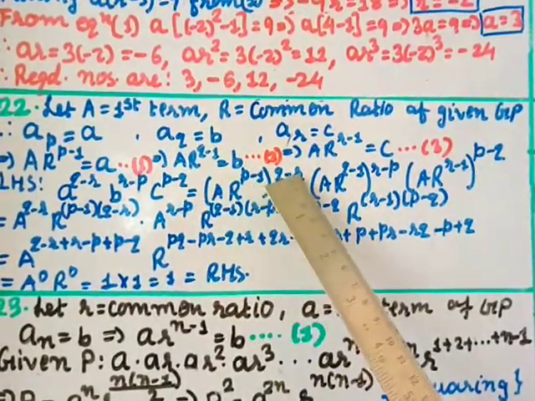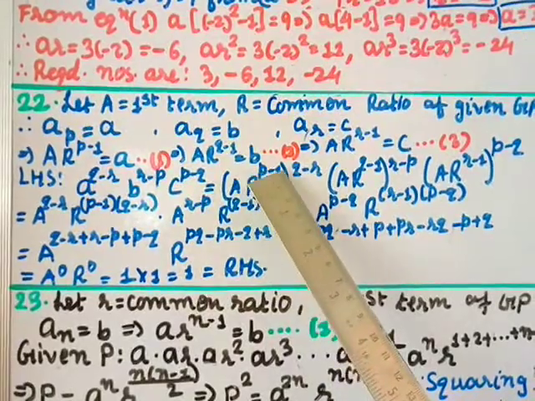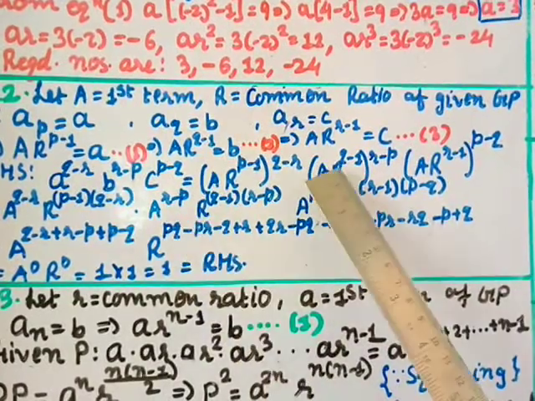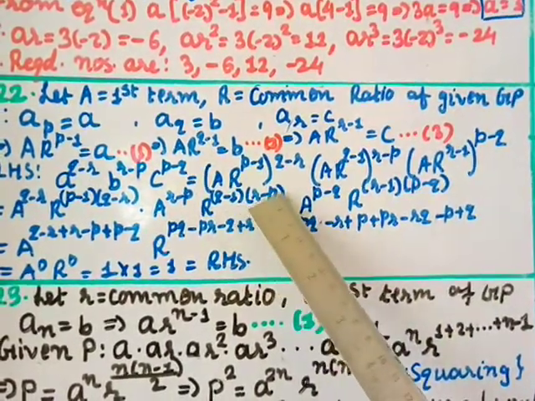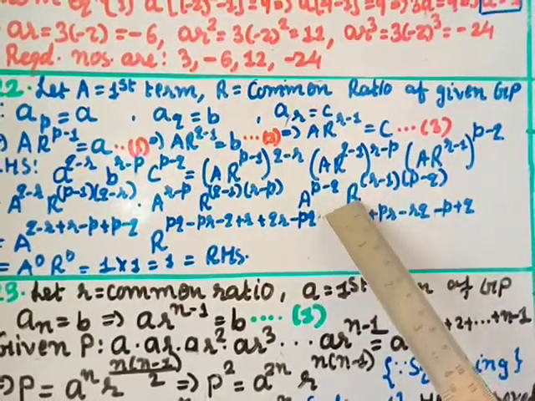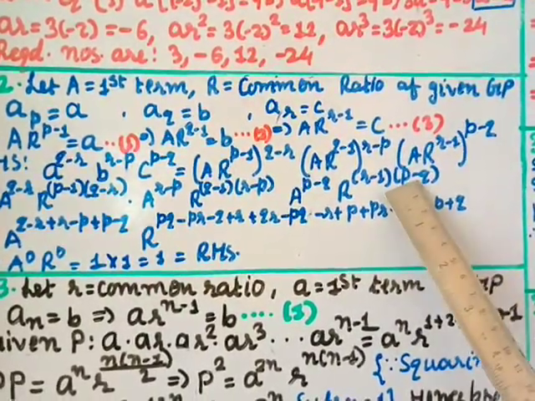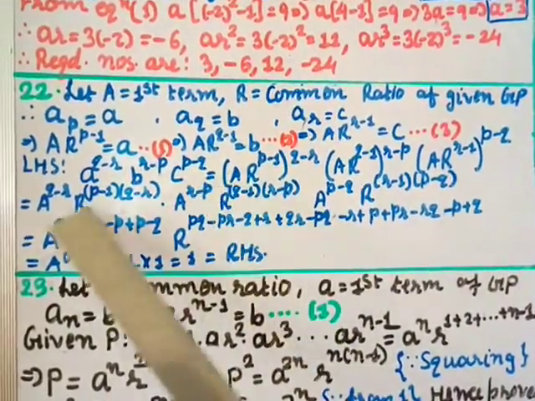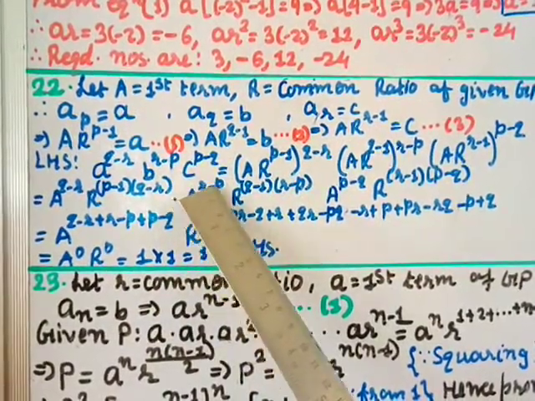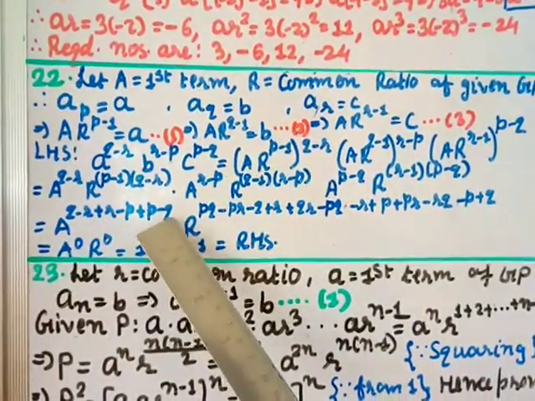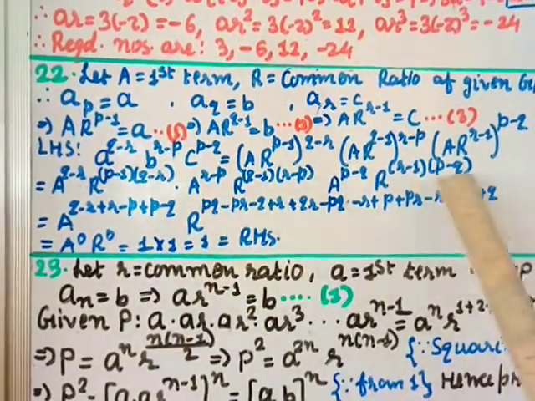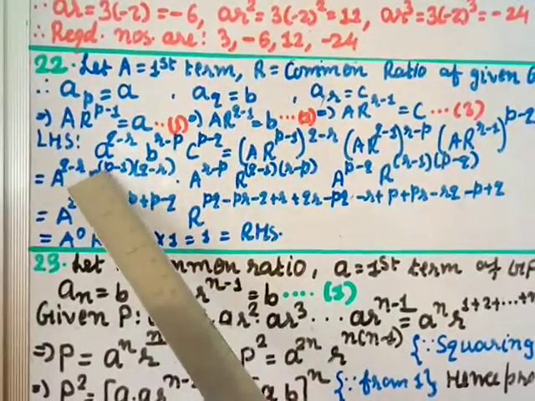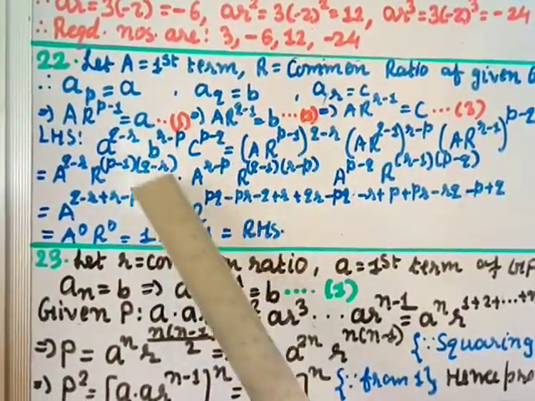So A power q minus r, and here R power p minus 1 into q minus r, into A R power q minus 1 into R power r minus p, into A power p minus q into R power r minus 1 into p minus q. Now let us combine together. First I have given each term, now we'll combine as I said before. So A power q minus r plus r minus p plus p minus q, into R power. R also has powers which are products, so we will add them up, right? So here R power pq minus pr minus q plus r.